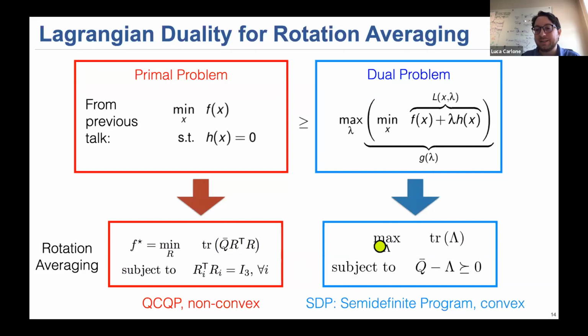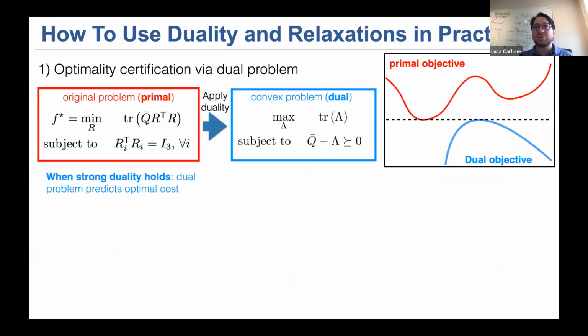And the dual problem is a maximization of the dual variable lambda, which is again another matrix, subject to a constraint that this lambda, with respect to the data matrix Q bar, should be positive semi-definite. So far I showed you two different ways to get relaxations: a heuristic way to get a convex relaxation, and Lagrangian duality. In the next slide, I want to discuss how to use these two things and how they relate to each other, which goes back also to one of the questions we got in the chat during the previous talk.